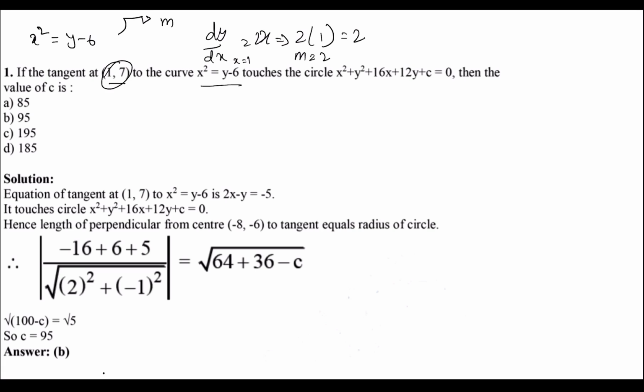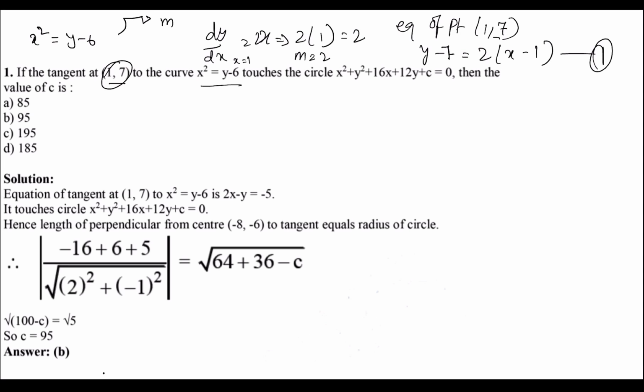With this, the equation of the tangent at point (1, 7) can be written as y minus 7 equals 2 into x minus 1. So let's call this equation number 1.